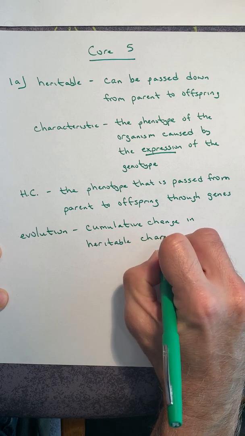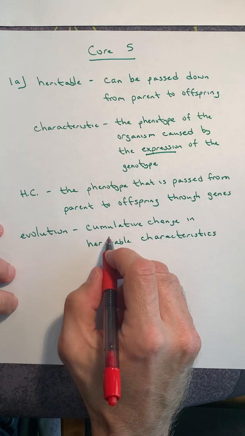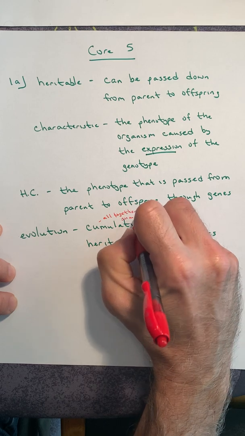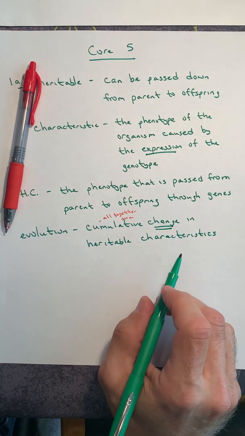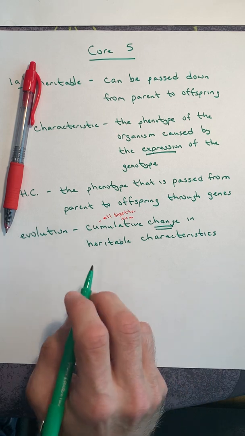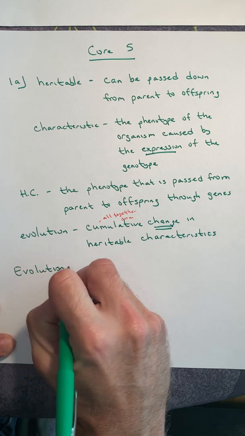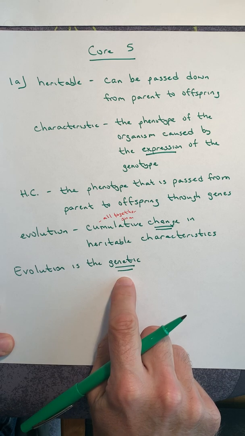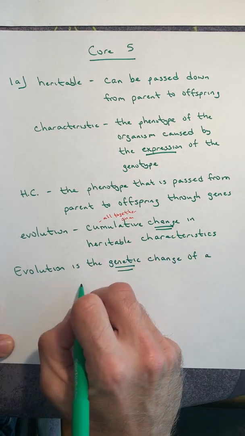The cumulative change in heritable characteristics. Again, be comfortable with the vocabulary. Cumulative, what does that mean? That means all together. The sum of the parts, okay? And then evolution. Evolution is change. And it says in the heritable characteristics. So the genes that are passed on from generation to generation change over time. Thus, evolution is the genetic change of a population. And it has to be genetic because that's the heritable part, right? Evolution is the genetic change. Now, not of an individual, but of a population.